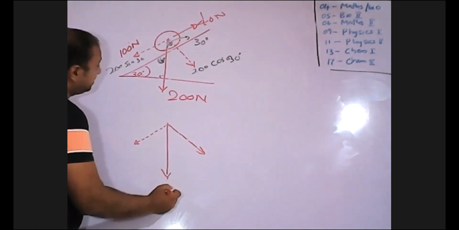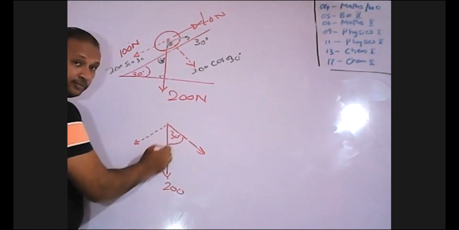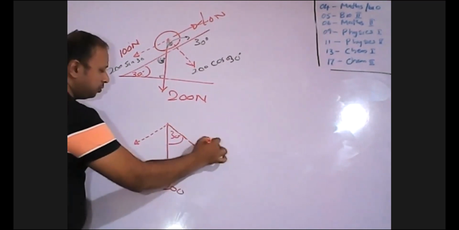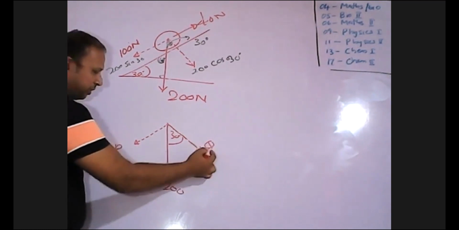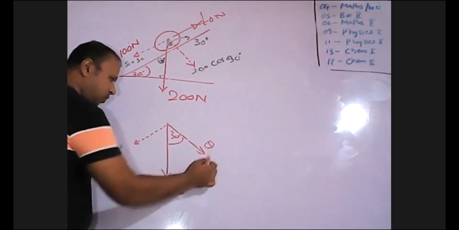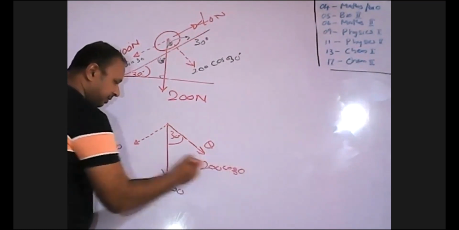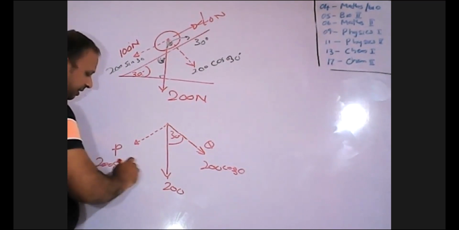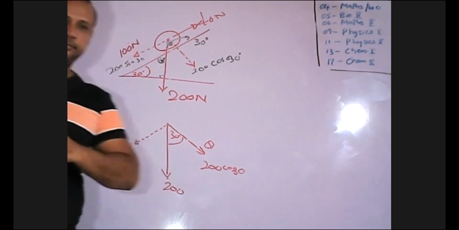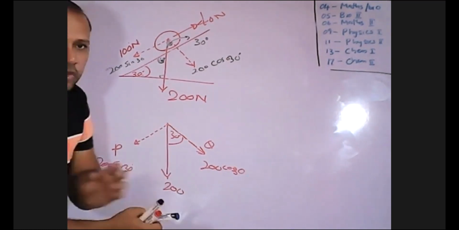Look at this. This is 200 Newton. The angle between this one is 30. This is Q. This is P. Right? Therefore, Q is equal to 200 cos 30. P is equal to 200 sin 30. Two resolved components.